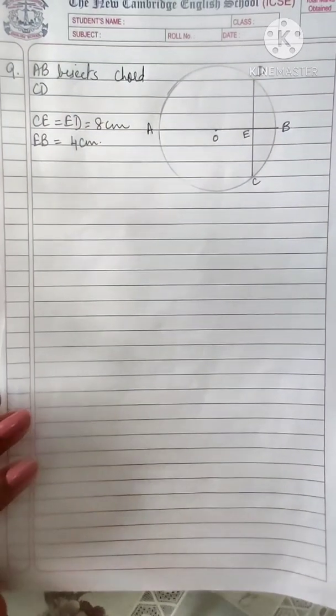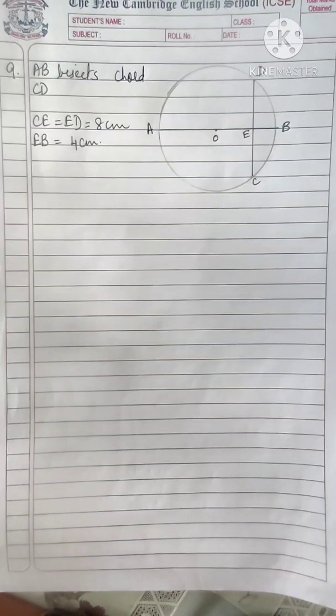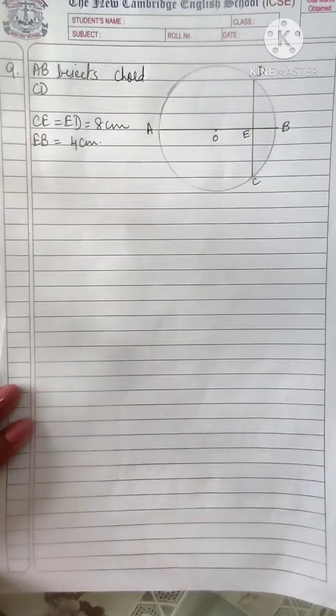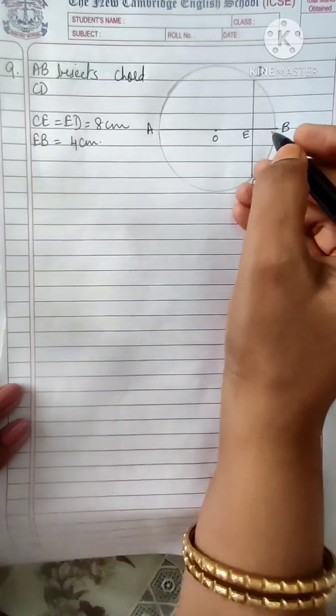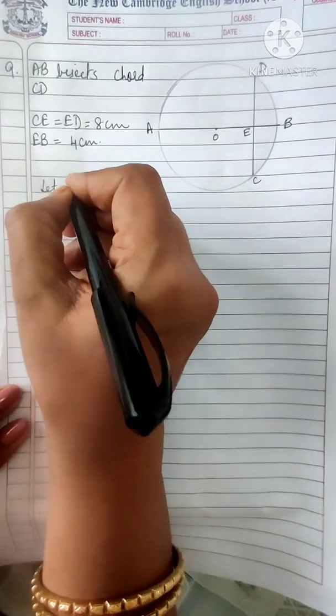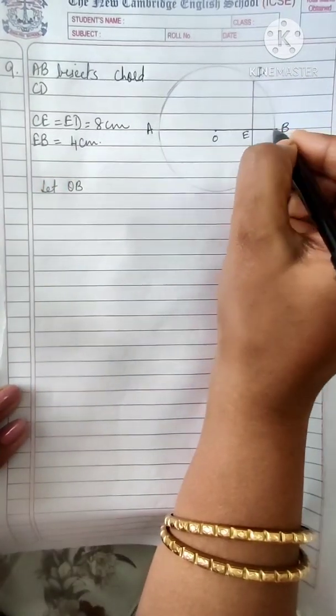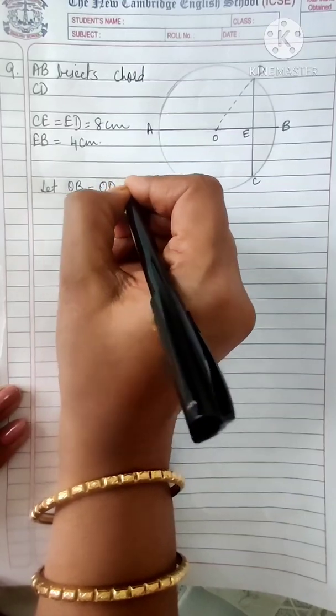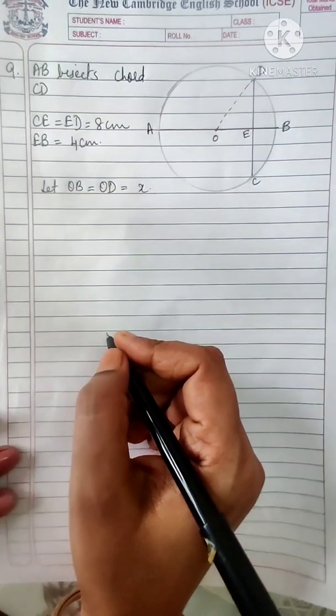The figure given below shows a circle with center O in which the diameter AB bisects the chord CD at a point E. If CE is equal to ED is equal to 8 centimeter, EB is equal to 4 centimeter, you have to find the radius of the circle. So if you have to find the radius of the circle, we will take the radius as x. So let OB is the radius and OD is also the radius. We can join OD also. So let OB is equal to OD is equal to x.